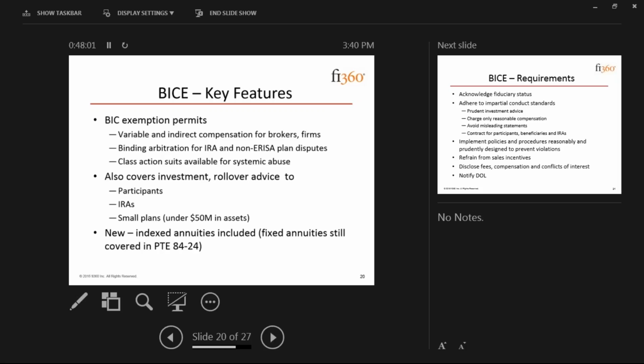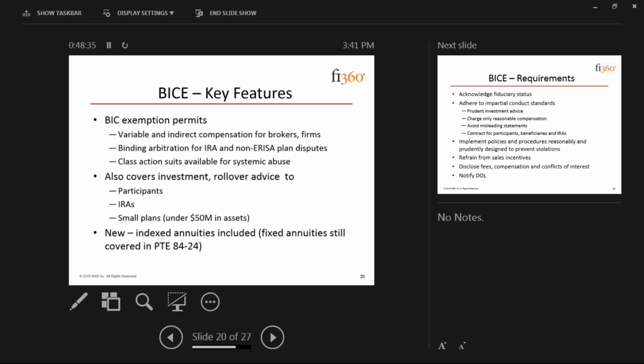It allows for binding arbitration for the IRA holders. For your plans, there's a separate course of action through the courts if one wants to complain. Class action suits will be available if there's systemic abuse across many clients. And this also covers advice to the participants, to the IRA holders, and again to your small plans. For the purposes of this rule, those would be the plans under $50 million in assets.